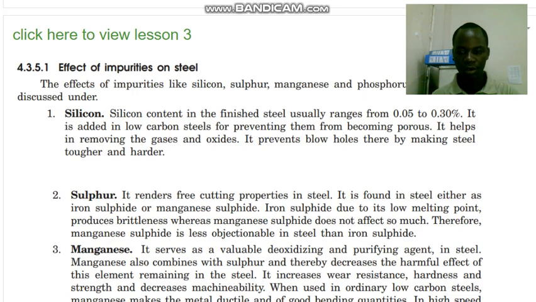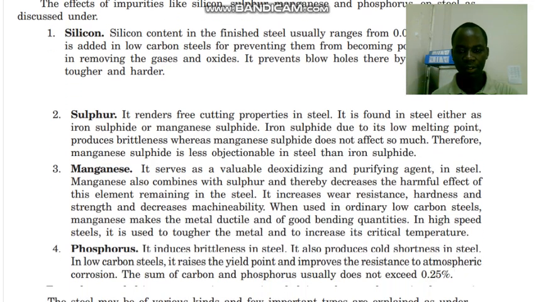What's the effect of having manganese? So manganese increases wear resistance of the steel. It increases steel hardness. It increases the strength of the steel and decreases machinability. It serves as a valuable deoxidizing and purifying agent in steel. Manganese also combines with sulfur and thereby decreases the harmful effect of these elements remaining in the steel.